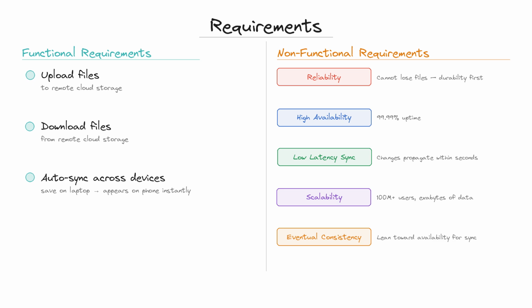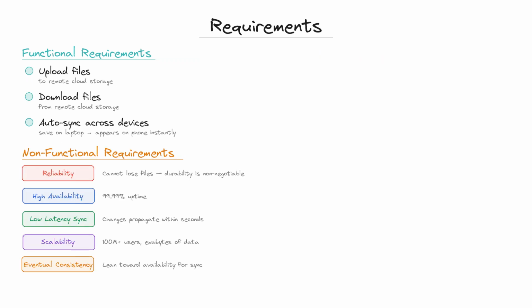Scalability. We are designing for hundreds of millions of users, potentially exabytes of data. Consistency versus availability. For file sync, we lean toward eventual consistency. It's okay if your phone takes a second or two to get the latest version, as long as it always gets there. Write these down at the start of your interview. You'll refer back to them during your deep dives.